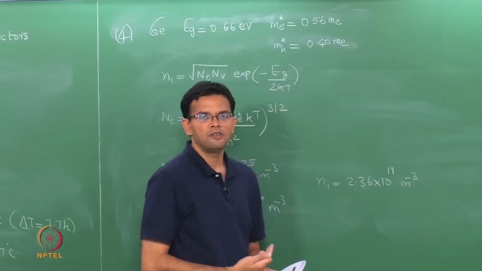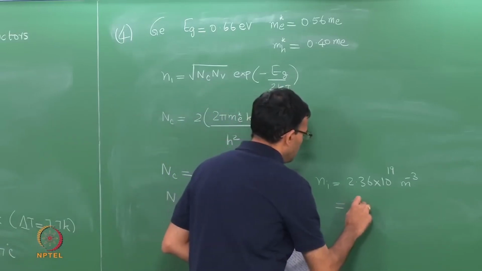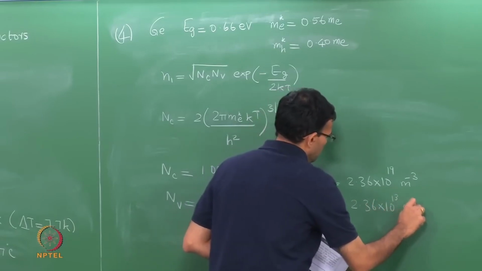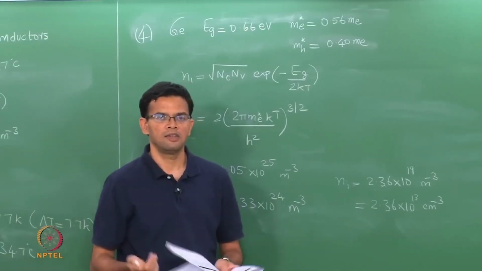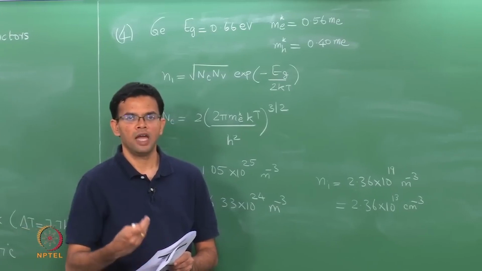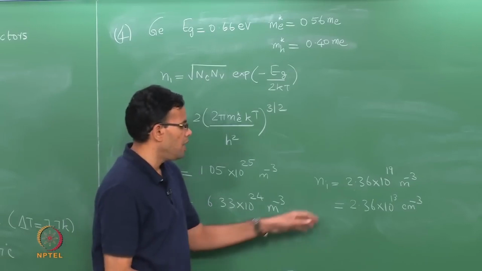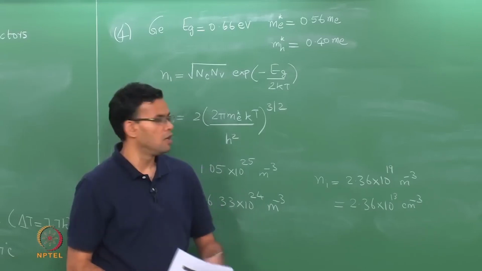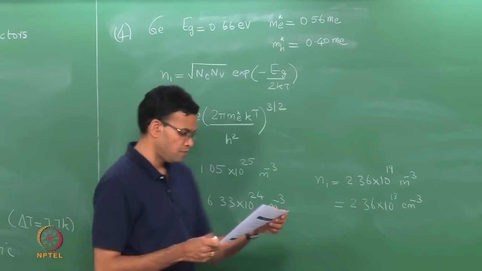I am just writing down the final answer, the math can always be worked out, or 2.36 times 10 to the 13 per centimeter cube. So, we saw that gallium arsenide has a value of Ni that is 4 orders lower than that of silicon. Germanium on the other hand has a value of Ni that is nearly 3 orders of magnitude higher than silicon. Once again, the differences are all related to the band gap values.